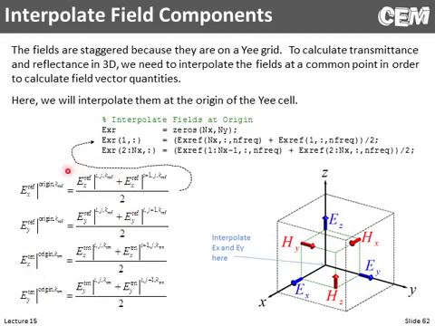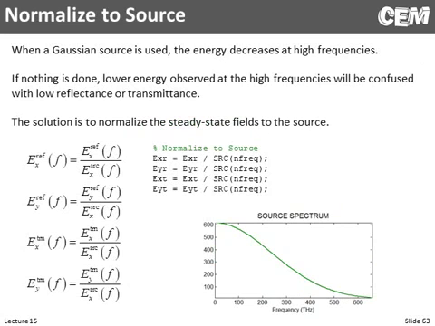So here are our equations for doing that. And we need to do this on the reflected side. So here's the reflected side X component, reflected side Y component, transmitted side X component, transmitted side Y component. So after doing that, we've interpolated our field components at the origin of the Yee cell. Now we can combine those in a meaningful way. So we're going to take those steady state fields, we've already Fourier transformed them, now we've interpolated to the origin, now we divide by the source spectrum so we get these flat reflection and transmission curves.